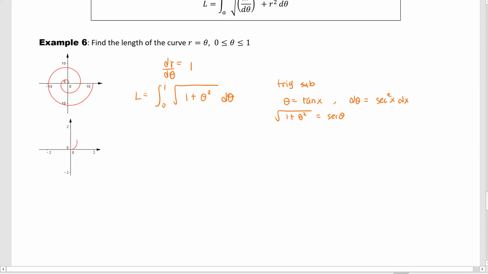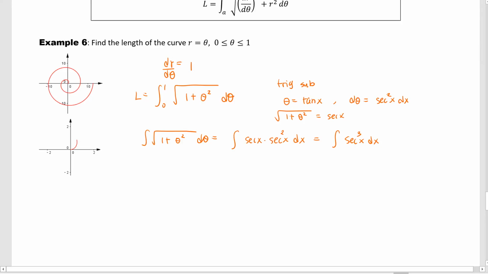Okay, so let's see. So integral of square root of 1 plus theta squared d theta. Let's calculate the indefinite integral. So that is secant x, the angle is x, and we have secant squared dx. Okay? And so we actually have secant cubed. Okay, what do we do with this here?